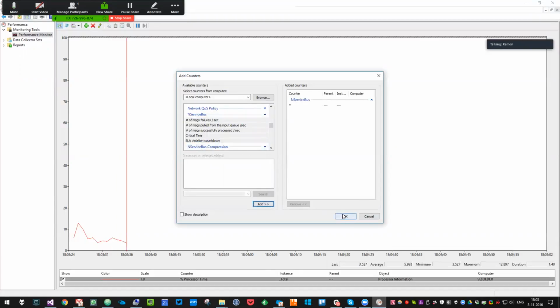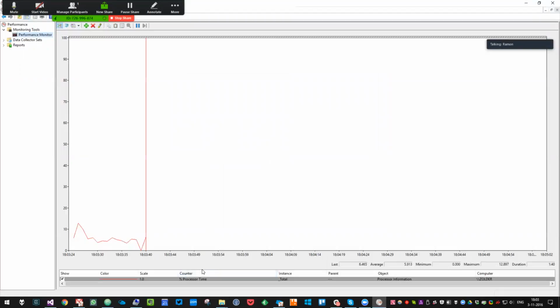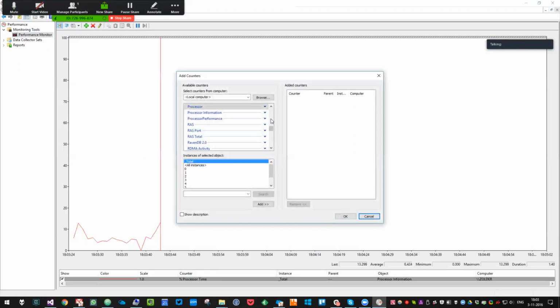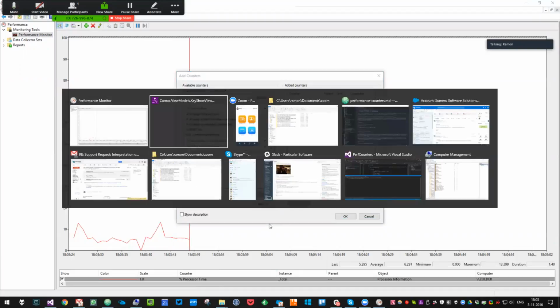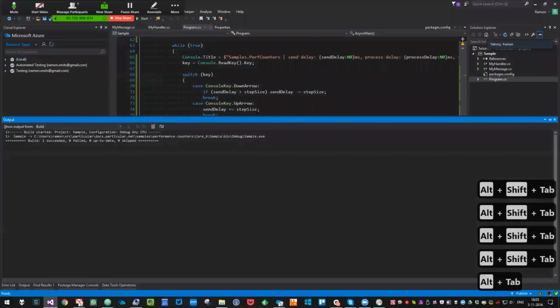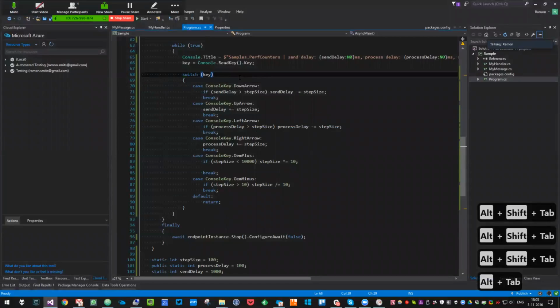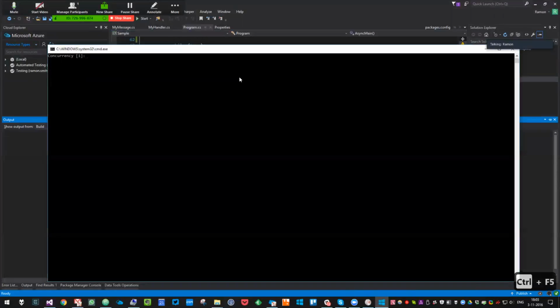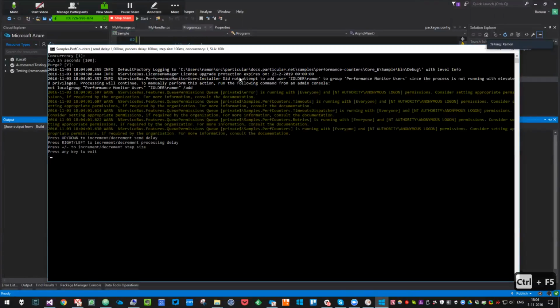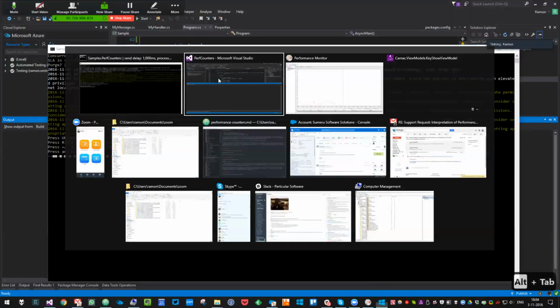And click OK. Oh, did something wrong here. And NServiceBus, no endpoint. So in order for performance counters to work, an endpoint must be running. So here's a sample that I'm now going to launch. This sample is going to send a message every second, and processing of that message will take 100 milliseconds. So now the endpoint is running.